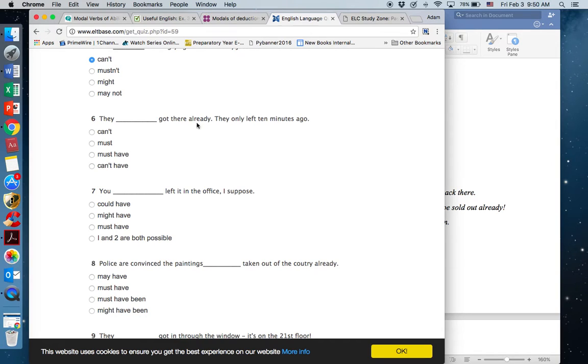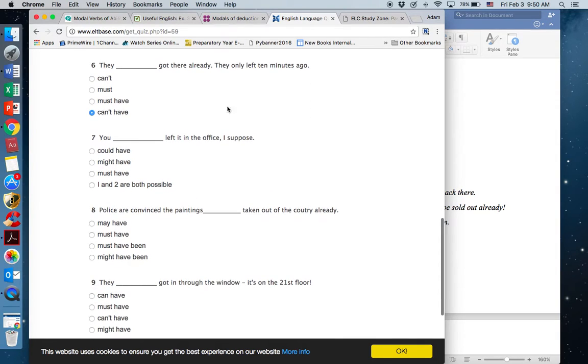They blank got there already. They only left 10 minutes ago. They can't have got there already. That must be negative. They only left 10 minutes ago. If it's far, then obviously they're not there yet. You blank left in the office, I suppose. Left it in the office. You must have left it in the office, I suppose.